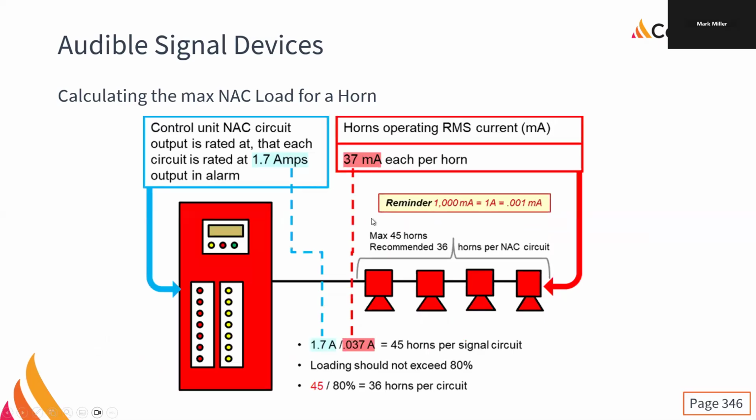Right, so we can see that it pulls a little bit more, right? 37 milliamps per horn, right? So we can only fit 36 on a circuit now at 80% on the 1.7 amp circuit. That's still quite a lot.